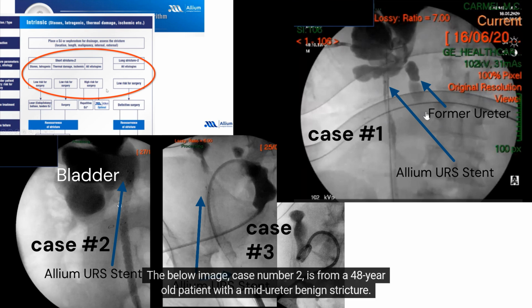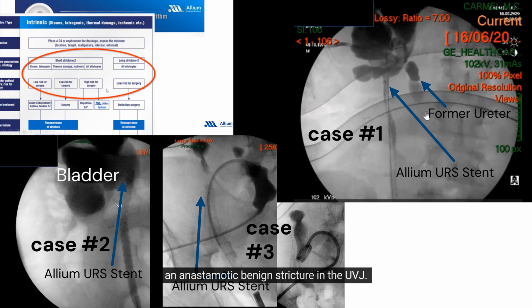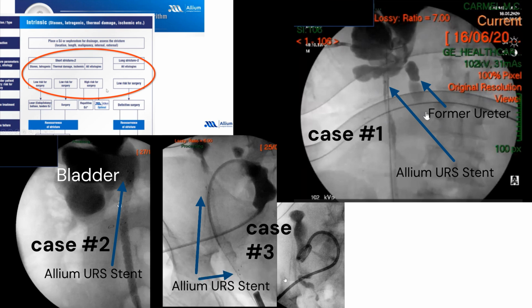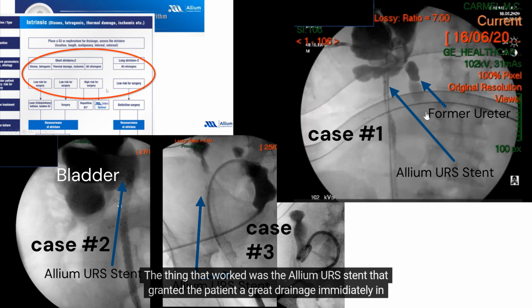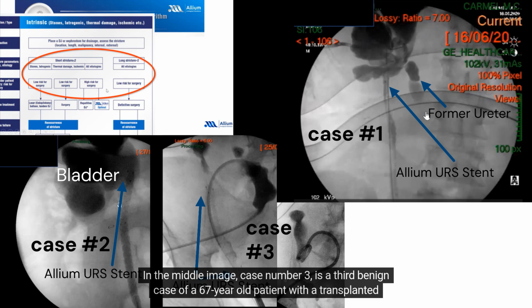The below image, case number 2, is from a 48-year-old patient with a mid-ureter benign stricture. This patient got a laser trying to open the stricture and a Boari flap surgery, but instead the patient developed an anastomotic benign stricture in the UVJ. The doctor tried to drain the urine with an endopyelotomy stent unsuccessfully, and the patient had hydronephrosis again. The thing that worked was the Allium URS stent that granted the patient a great drainage immediately, in a resolution of the nephrotic kidney.